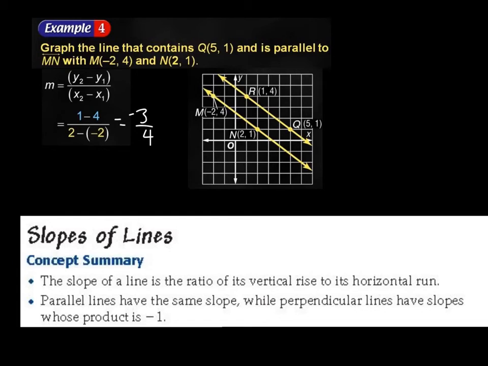The slope of a line is the ratio of its vertical rise to its horizontal run. Parallel lines have the same slope, while perpendicular lines have slopes whose product is -1.